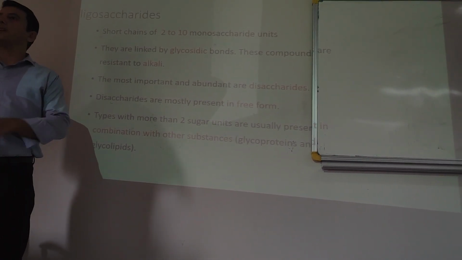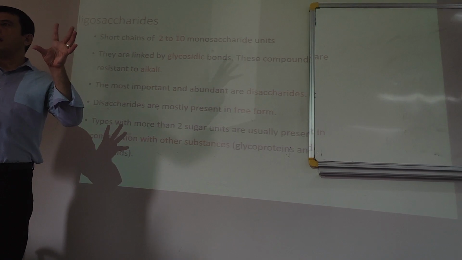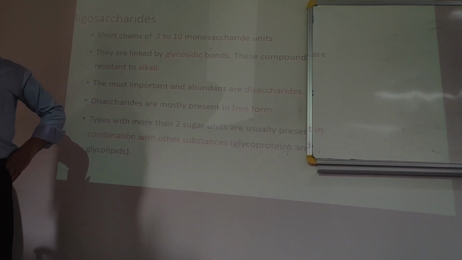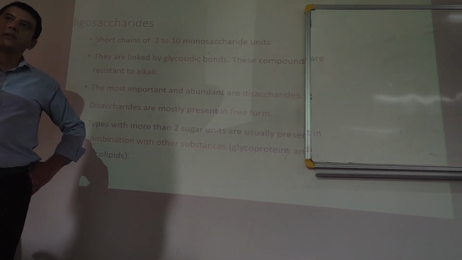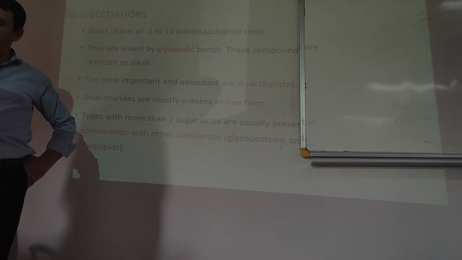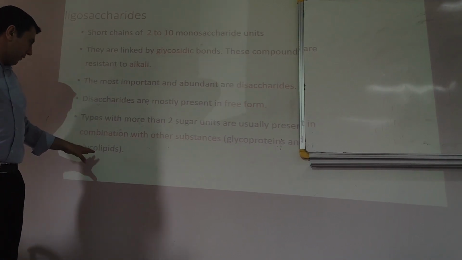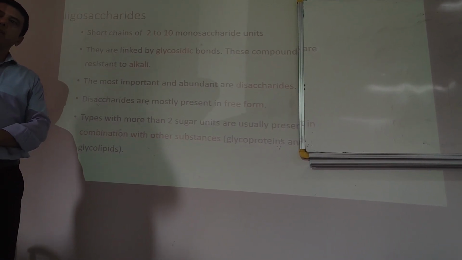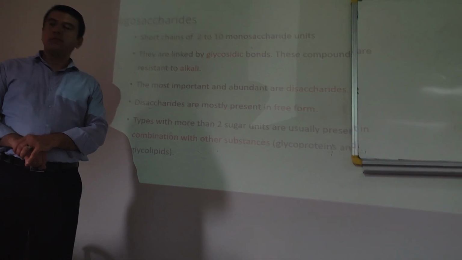What is the difference between glycoproteins and proteoglycans? Doctor, the amount of the protein is higher than the glycogen. In which of them? In the glycoprotein. In the glycoprotein, very good. And what about the glycolipid? In glycolipid, the amount of the lipid is higher than the glycogen. Very good.